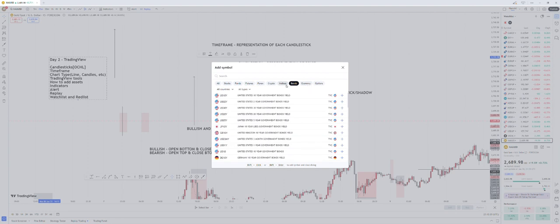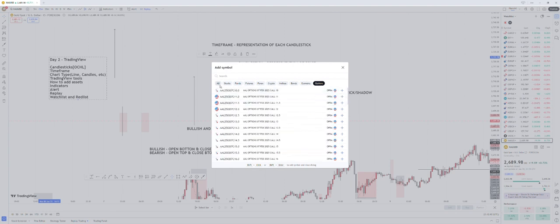Remember, we have two types of indices. We have synthetic indices, which is only found on Deriv, and then we have stock indices. Okay, so stock indices are the US 30, NAS 100, and other stuff. Synthetic indices are Volatility 75, Boom, Crash, and other stuff. You get it? We have bonds, we have economy, we have options.